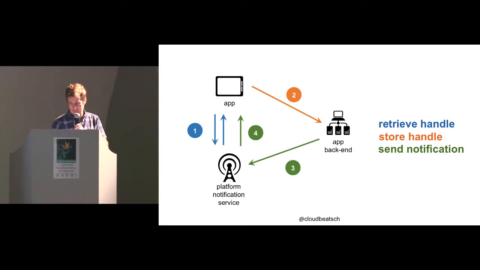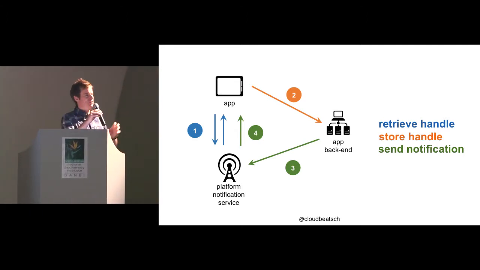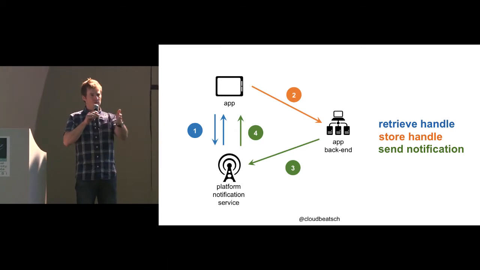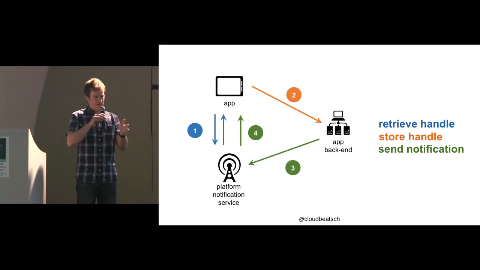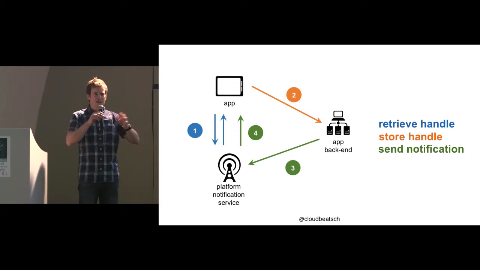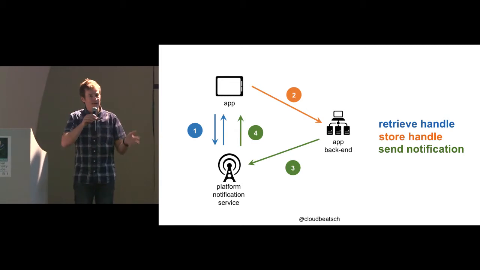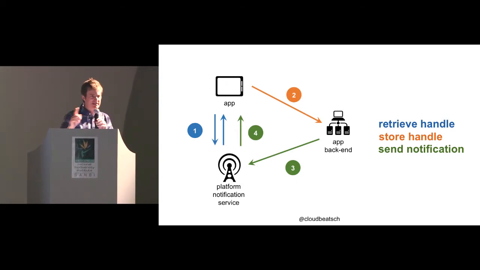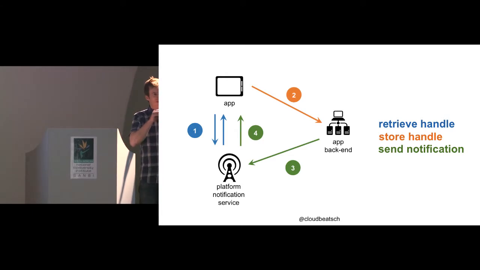As a second step, then, you send this URI to your backend. So you store it. And with this, you exactly know, if I want to send a push notification to your app, which is, let's say, your weather app, I use this URI. As you can imagine, if you have millions of users, you're going to have millions of handles that you have to keep fresh. Once I really want to send this push notification, I'm not sending this to the device. I'm actually sending my message to the notification service, which then distributes it to the device.